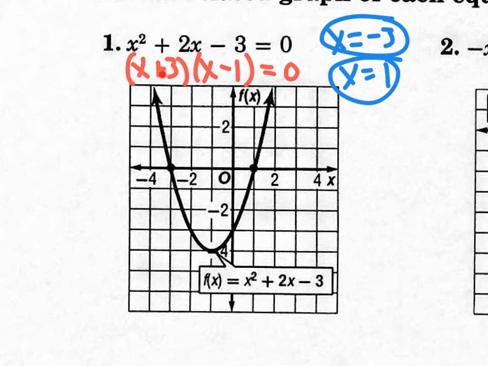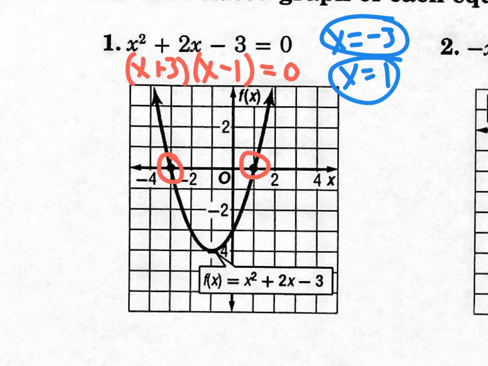So notice that you didn't have to do any of this work because this was already graphed for you, and you could clearly see where it crosses the x-axis. Where does it cross the x-axis? What is this value? It's 1, right? What is this value? It's -3. So you have the answers just by looking at the graph.